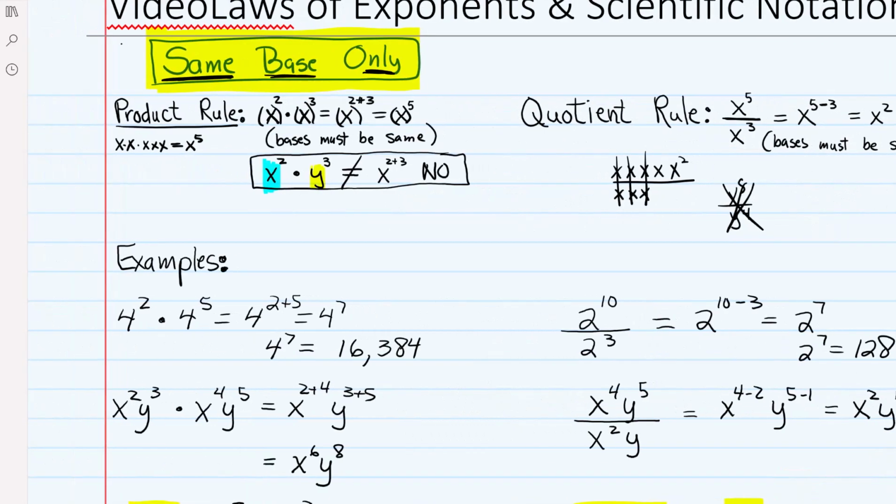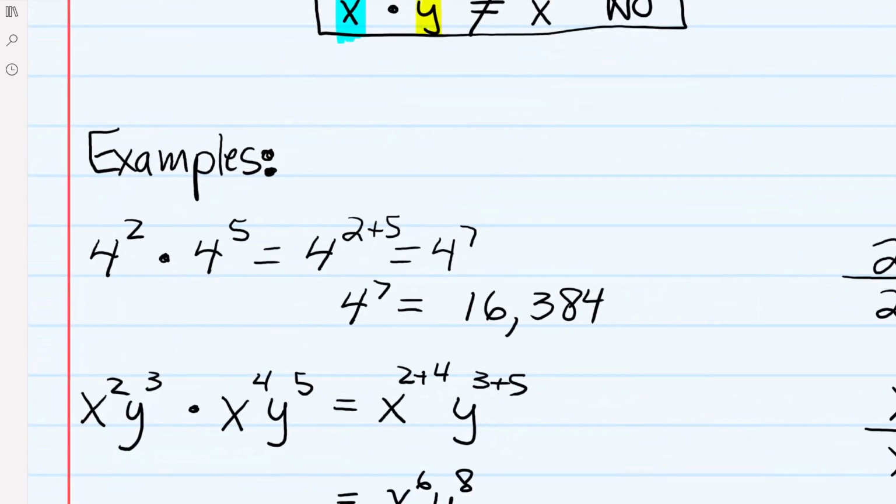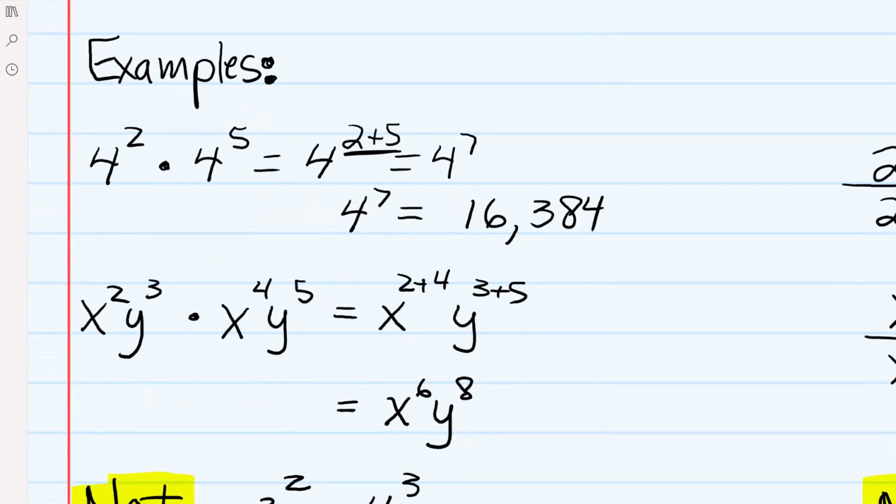And here are some examples. 4 squared times 4 to the 5th becomes 4 to the 7th, because when you multiply bases, you add the exponents. So here's an example where you have multiple variables. X squared y cubed times x to the 4th y to the 5th. Rewrite it as x squared times x to the 4th, and then add the exponents. Y cubed times y to the 5th, add the exponents, and then simplify. 2 plus 4, x to the 6th, 3 plus 5, y to the 8th.